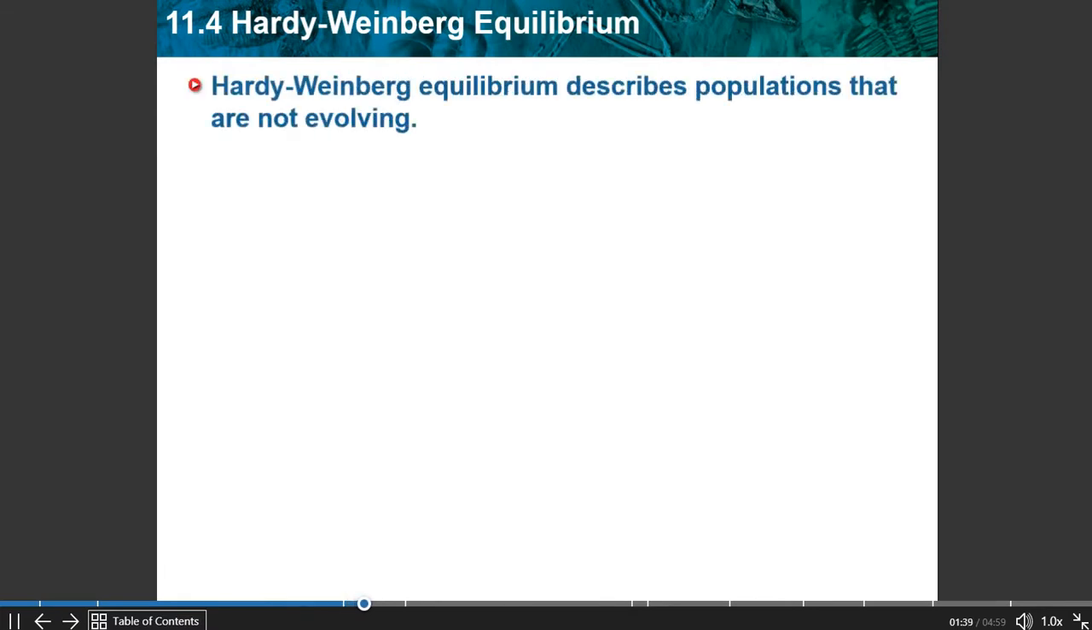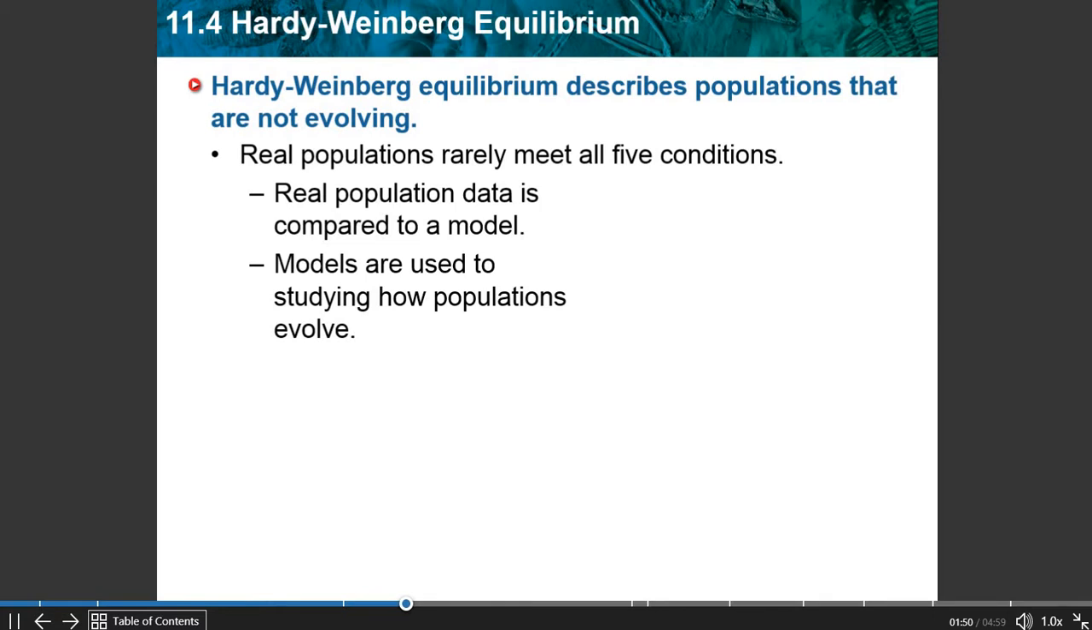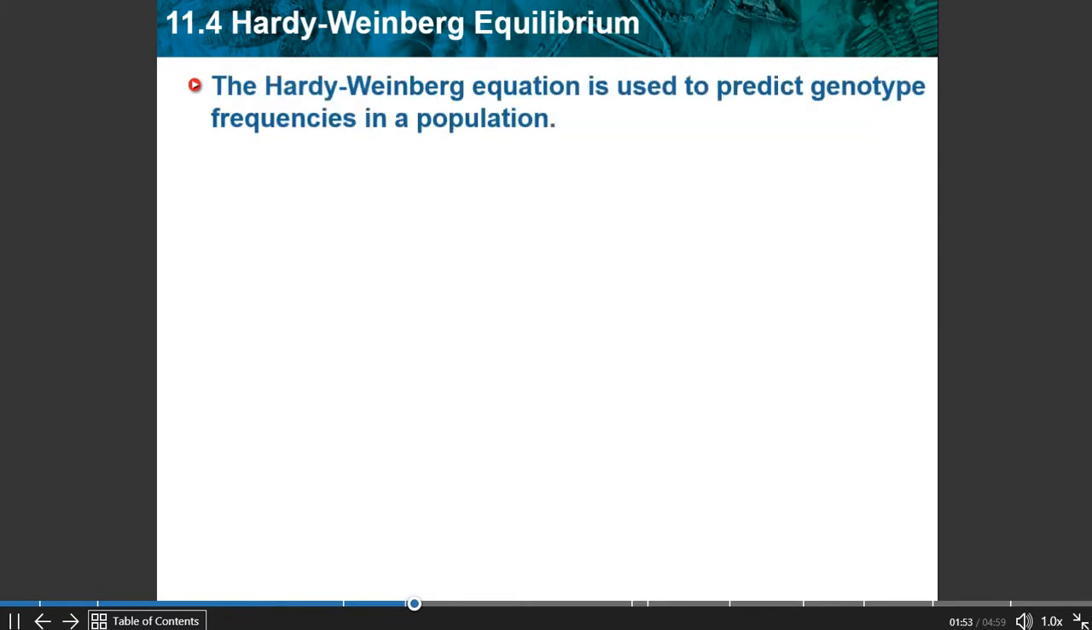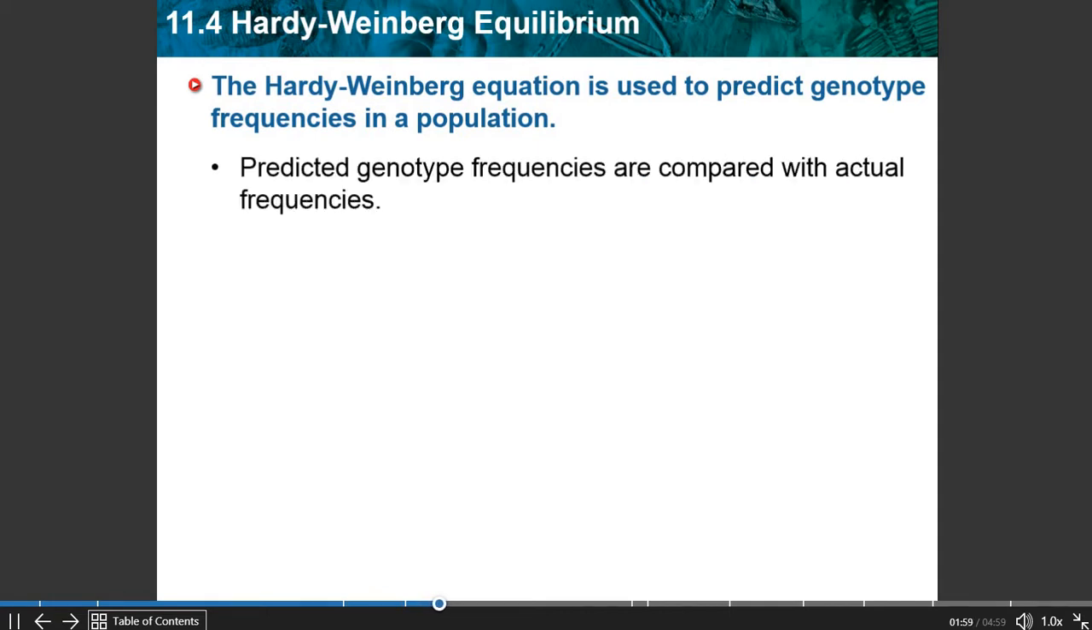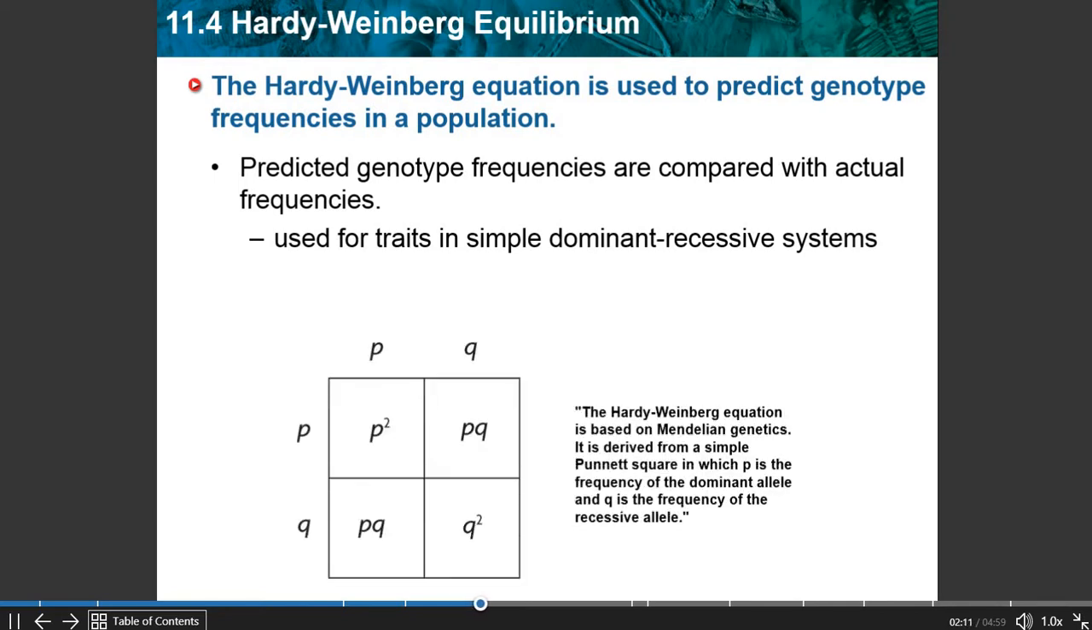So real populations rarely meet all 5 conditions. Real population data is compared to a model. Models are used to study how populations evolve. So the Hardy-Weinberg equation is used to predict the genotype frequencies in a population. Predicted genotype frequencies are compared with actual frequencies, used for traits in simple dominant recessive systems.